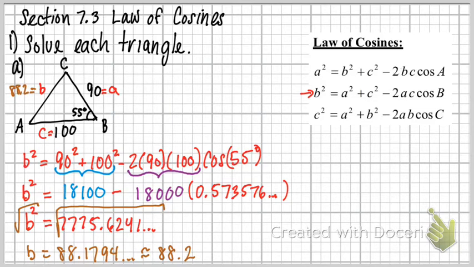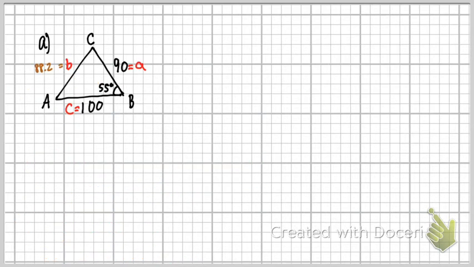So now we're going to find angle A and angle C. To do those, we're just going to use the law of sines, because now we have an angle and a side opposite the angle. So here we go. For the law of sines, I'm going to use the sine of 55 degrees over 88.2, and that's going to equal, I'll use side A here, so I'll have the 90 on the bottom, and then on the top I'm going to put the sine of A.